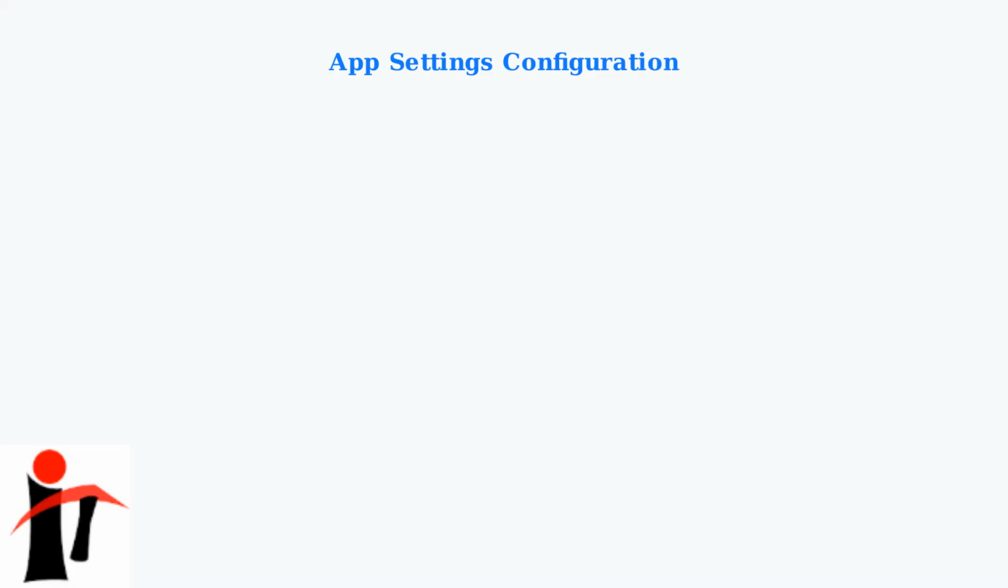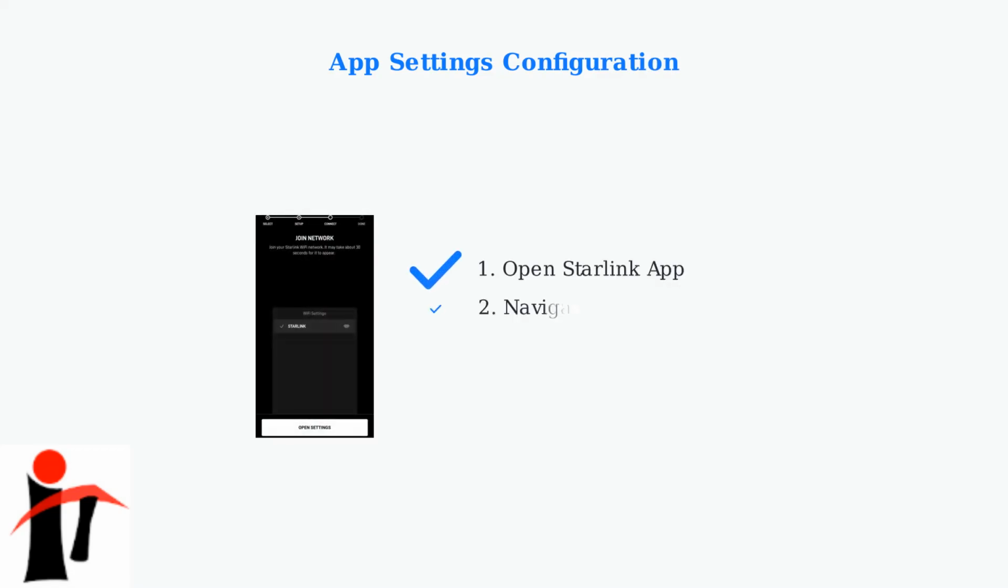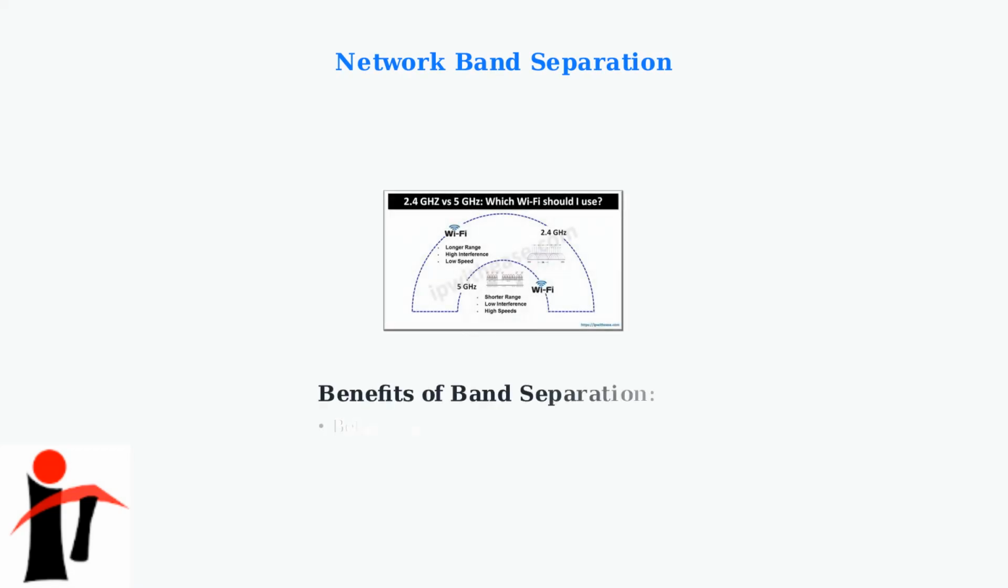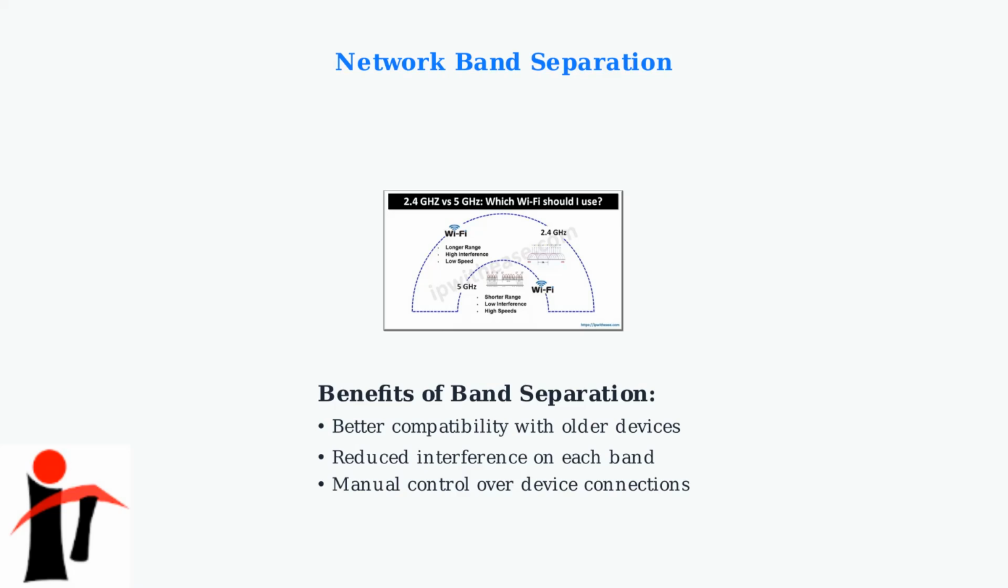When basic troubleshooting fails to restore your Starlink SSID, advanced configuration through the Starlink app becomes essential. The first step is ensuring your network broadcast settings are properly configured. For persistent connectivity issues, manually separating your 2.4 GHz and 5 GHz networks can provide significant improvements. This creates distinct network names for each frequency band, which is especially helpful for older devices.